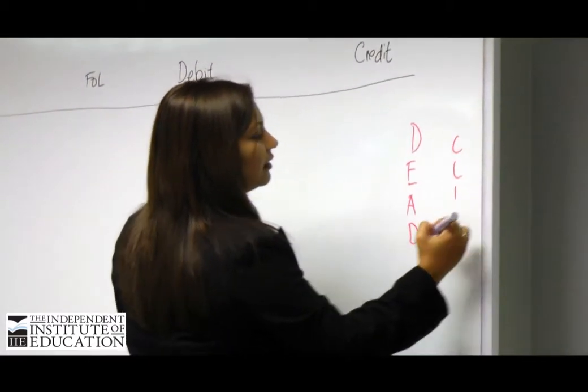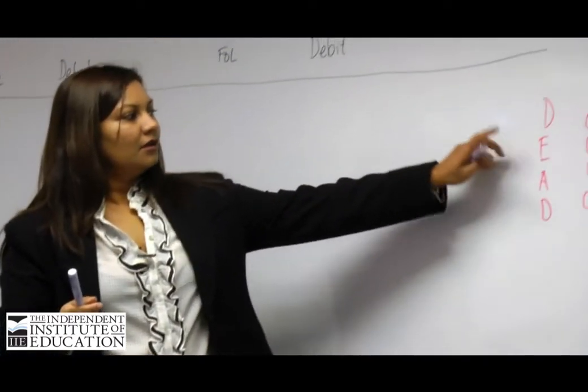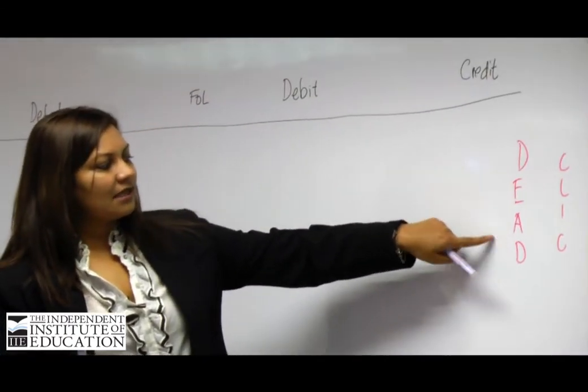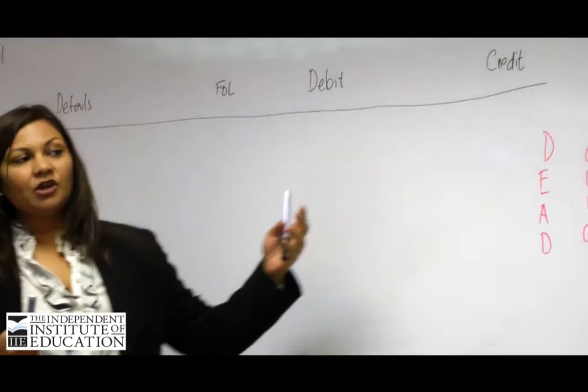How do we increase an asset? So we're going to debit expenses, assets, and drawings to increase, right? So we're going to debit the asset. What is the asset?